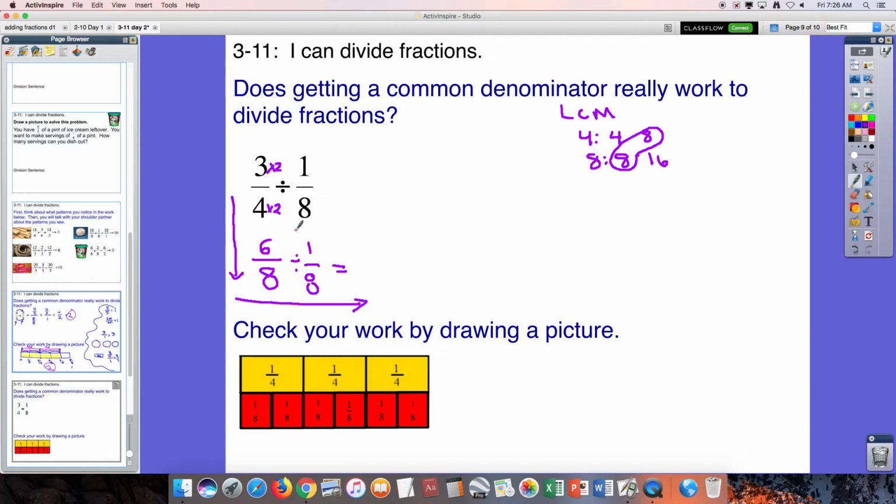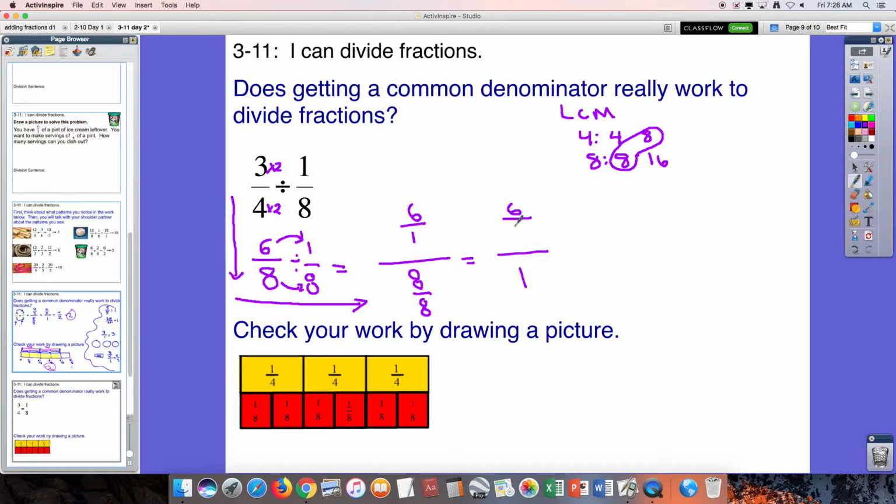So now we have the same common denominator. We're going to divide across. Divide across. 6 divided by 1. 6 divided by 1. Put your line. 8 divided by 8. One step at a time. Draw one step at a time. Okay, so we divided across. 6 divided by 1. 8 divided by 8. Now all we have to do is simplify. Do one step at a time. 8 divided by 8 is 1.